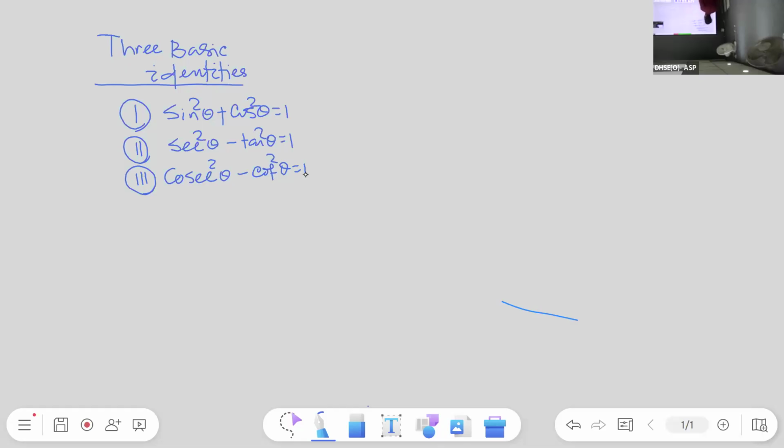Cosec square theta minus cot square theta is equal to 1. These are the three basic identities in trigonometry.